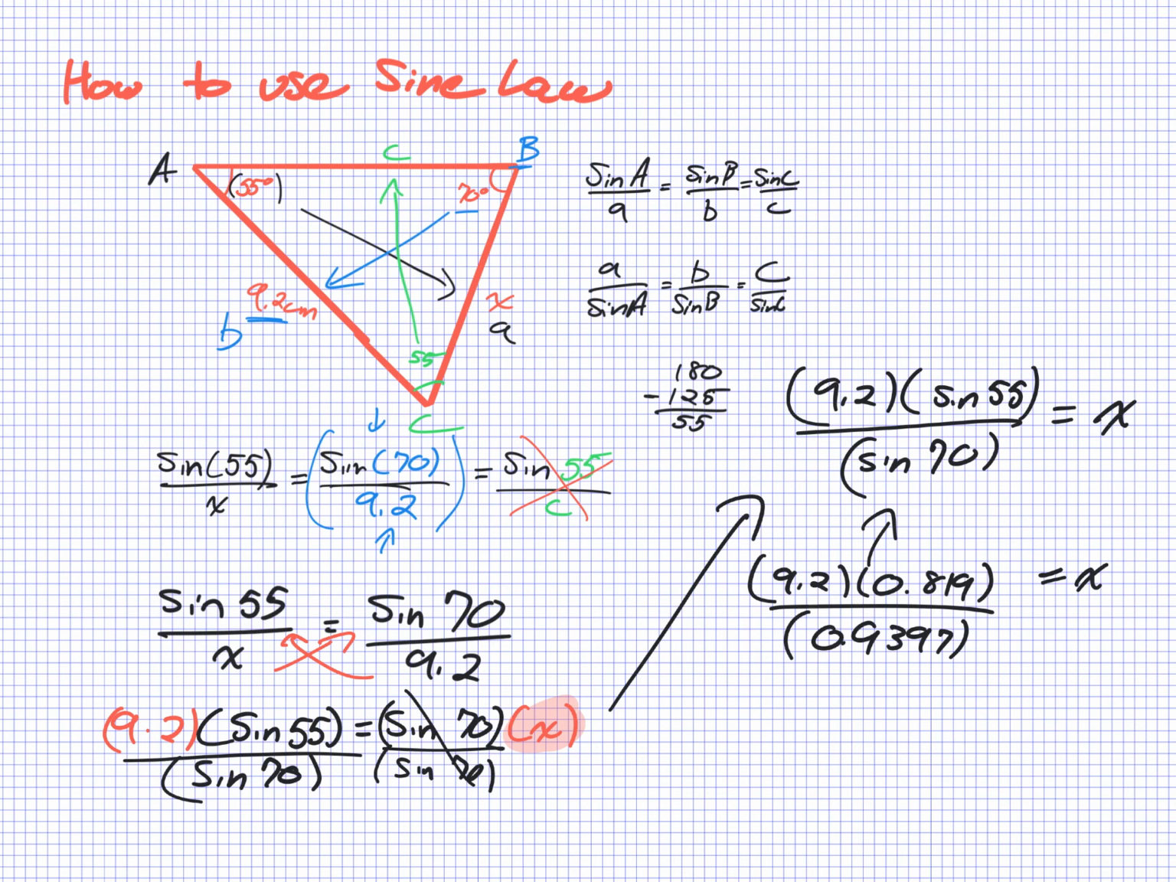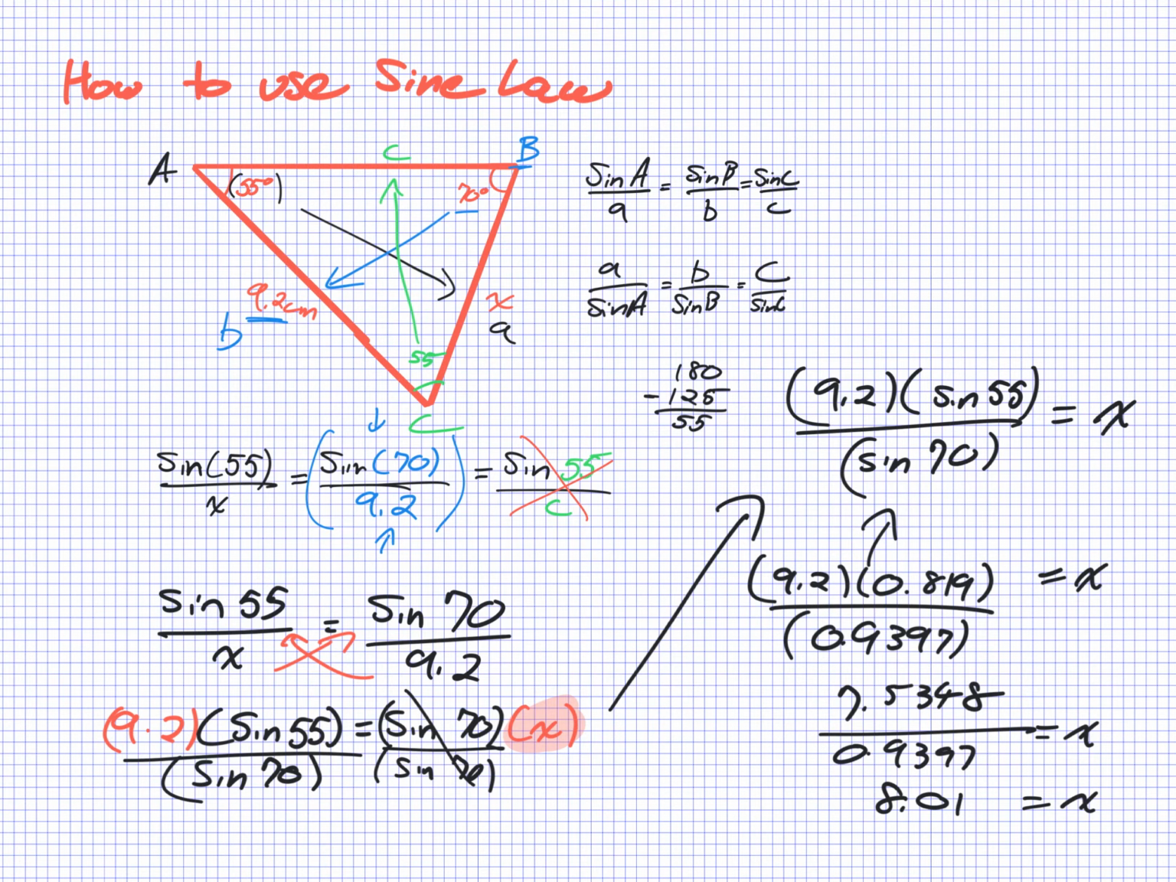Now it's just multiplying, dividing some decimal values. So 9.2 times 0.819 gives me 7.5348. I still got to divide by 0.9397. I know I'm just kind of rounding off numbers, but then we divide by 0.9397, and we got 8.01.